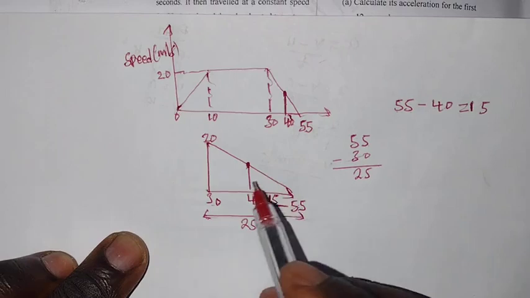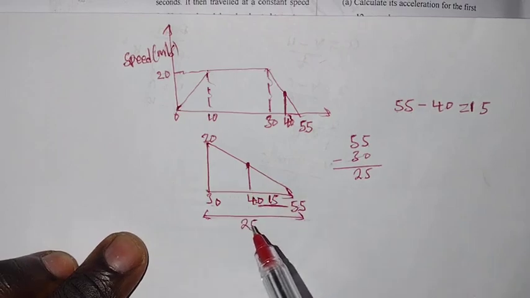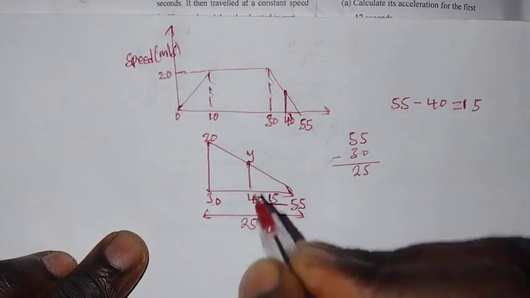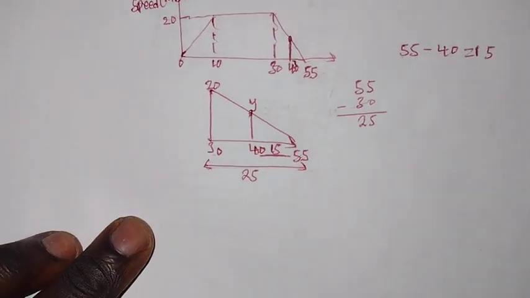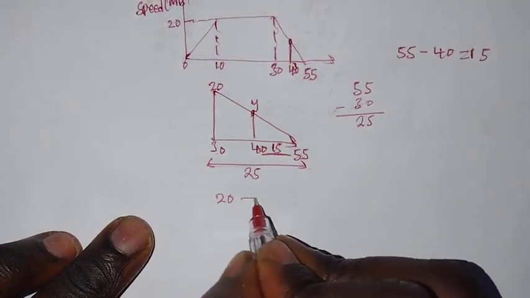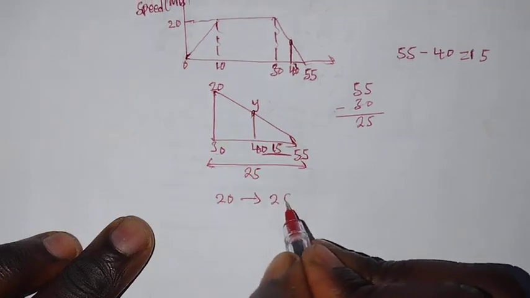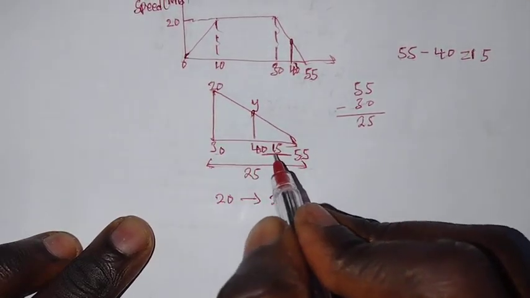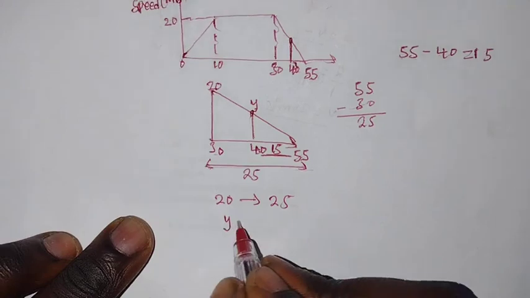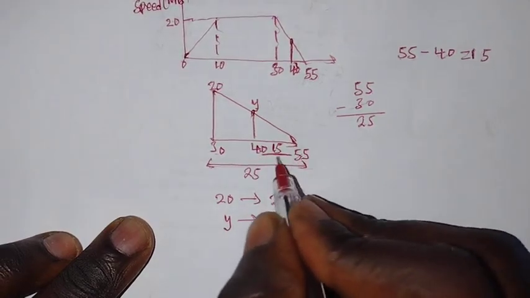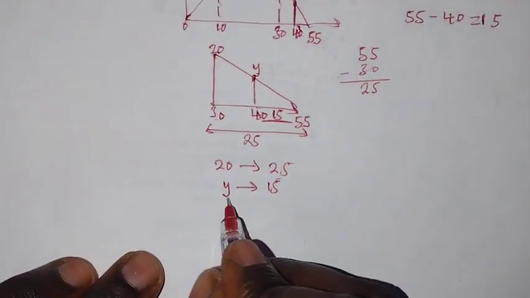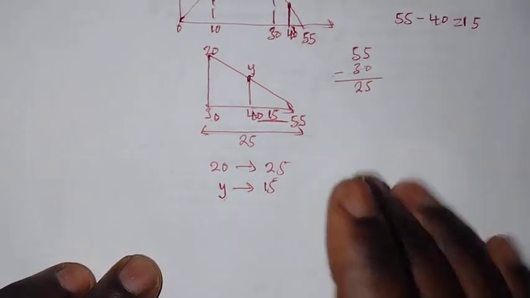So what you are going to use is the idea of similarity and congruence. We want to find the speed at this point. We can put that we have a y here. So what you are going to do is we start equating. We equate the bigger speed with the bigger length, which is 25. Then we equate the smaller speed, which is y, with this smaller length from here to here, which is a 15. So we can now find the value of y. Once we find the value of y, it means we have found the speed.